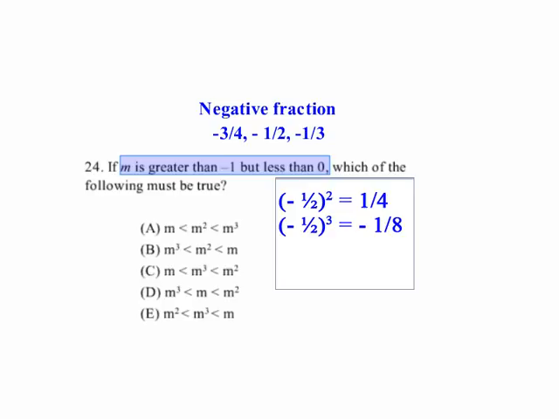So if we set it up, we've got -1/2 is the least. -1/8 is greater because it's less negative. Remember that on the negative side, the number that's less negative is actually greater. And 1/4 is a positive value. So the correct answer here is C.